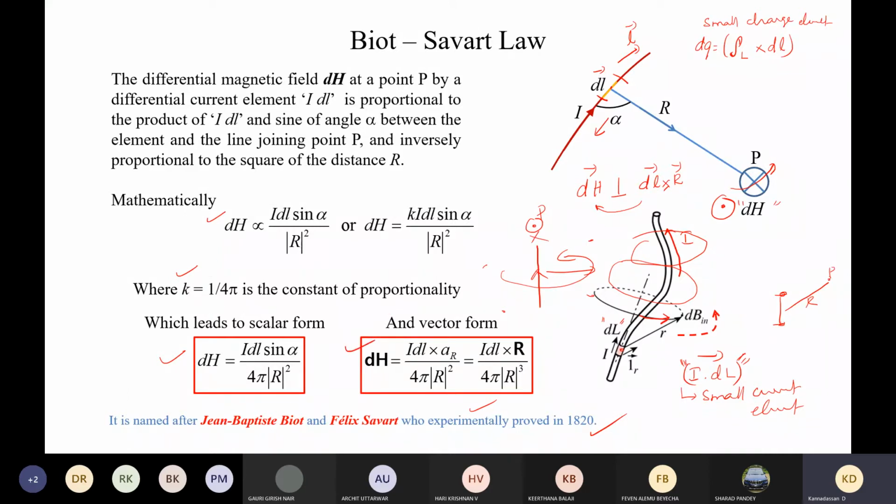And here is the vector form. That clearly indicates the small current element vector and the line joining vector, that is the corresponding r vector.